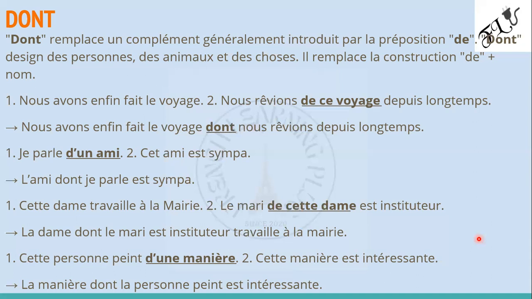Cette personne peint d'une manière. Cette manière est intéressante. D'une manière. De plus noun. La manière dont la personne peint est intéressante. Okay, so that's it. I hope you've been able to follow through and understand how to use these four relative pronouns in French.